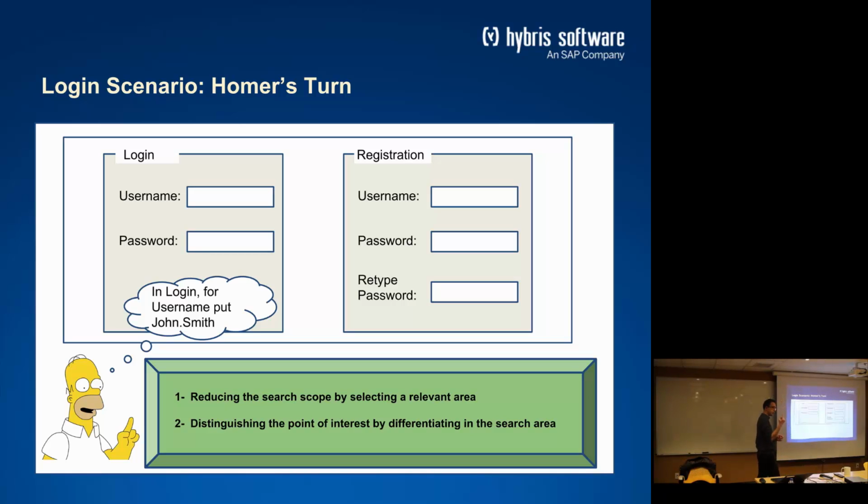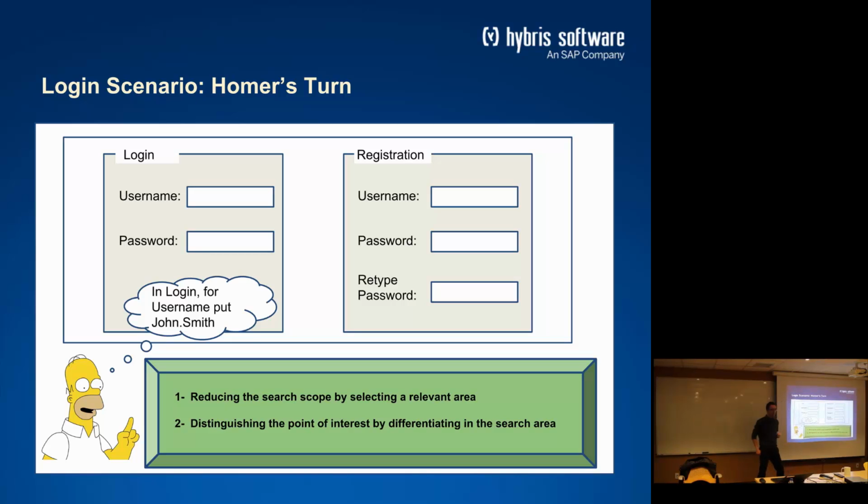Let's say we have one page which has two forms. One is a login form, and the other one is a registration form. Now, if Homer wants to use the same strategy to write a test, two strategies again: finding the selected area, so reducing the search scope, and the other one is distinguishing the thing. So he will say, in login, for username, put John Smith. So that wouldn't be ambiguous, right?